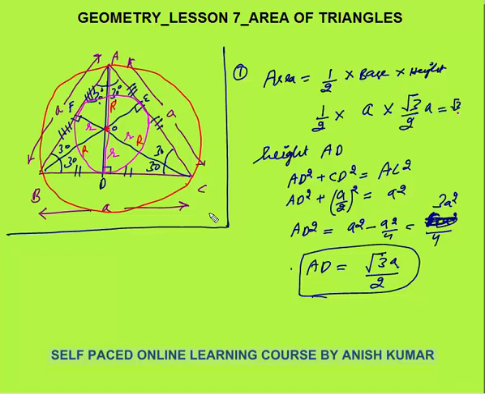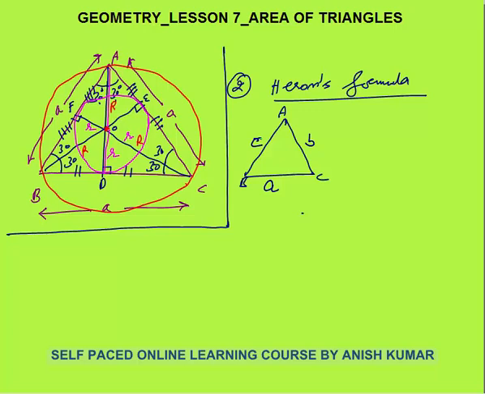So you will get area equals root 3 by 4 A square. Very important, you must straight away remember that the area of an equilateral triangle is root 3 by 4 A square, and the height of an equilateral triangle is root 3 by 2 A, where A is the length of the side of an equilateral triangle.